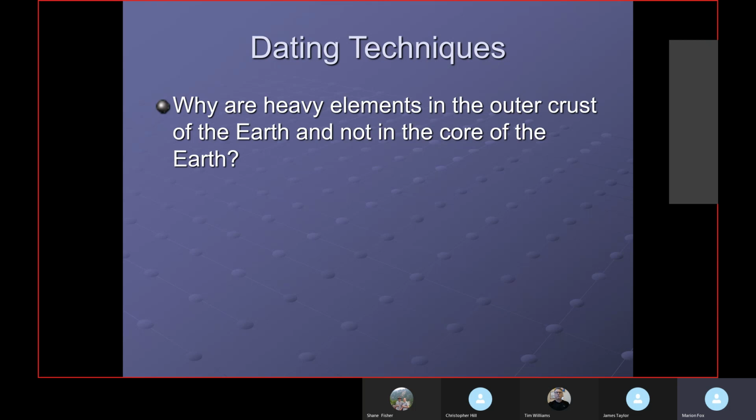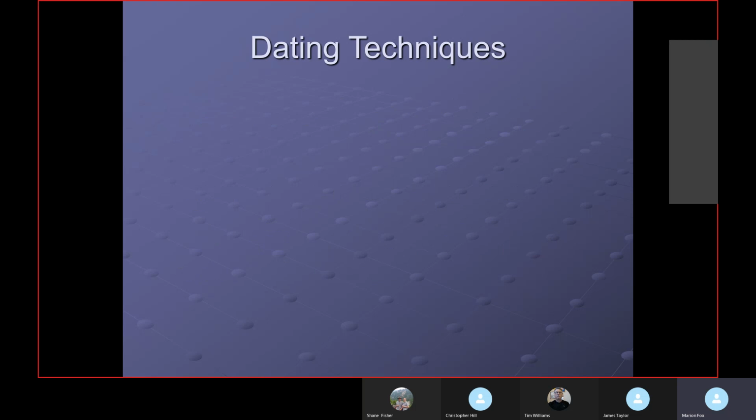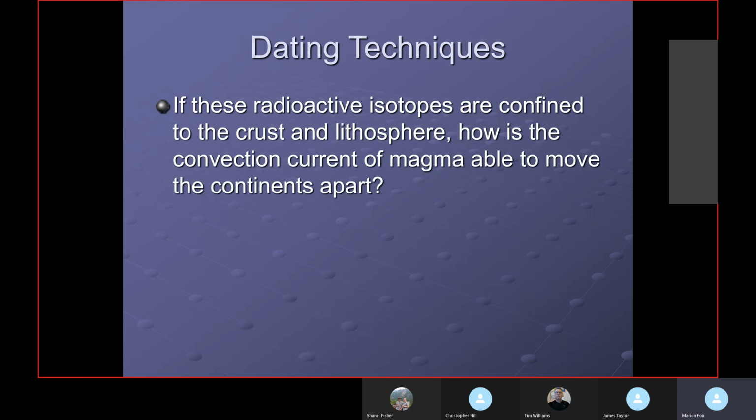Thorium and radium and uranium and so forth. Why aren't they in the core? They should sink in the molten rock, and lighter elements should rise, from Archimedes' principle. That's what we normally would see. But we're not seeing that if they're right about their dating system. These radioactive isotopes are confined to the crust and lithosphere.